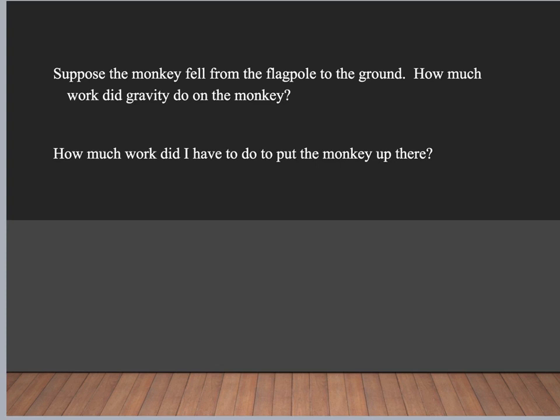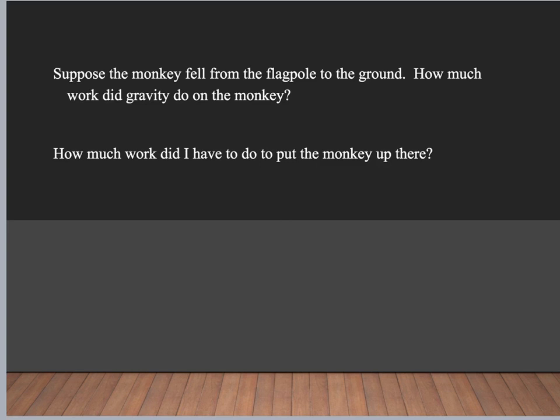So let's look at the way this question is worded. Suppose the monkey fell from the flagpole. How much work did gravity do on the monkey? So notice it's asking for work. It's mentioning a force. All right, what would we do in order to answer this question?